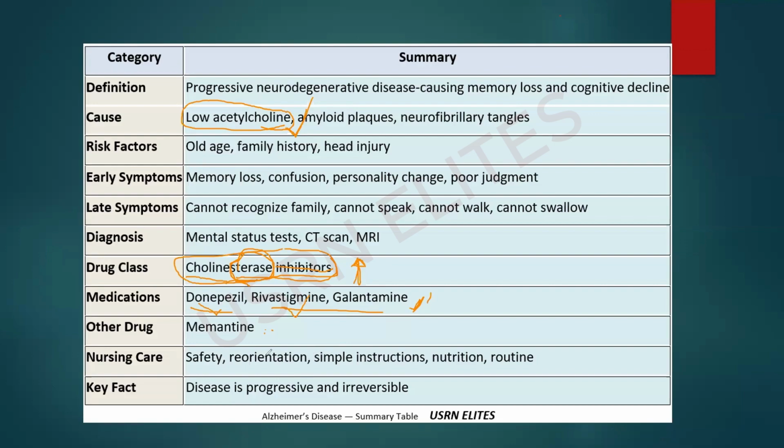They can eat and forget they've eaten, okay, and all of that. So you keep on reorienting them, and you give them simple and short instructions. So there are questions too on this one.